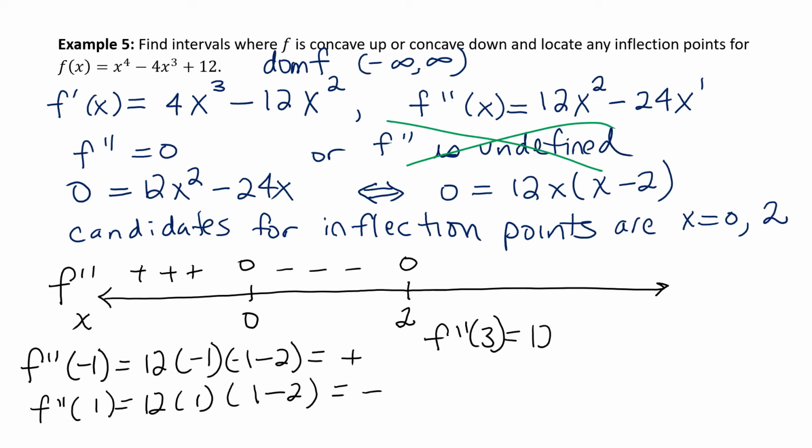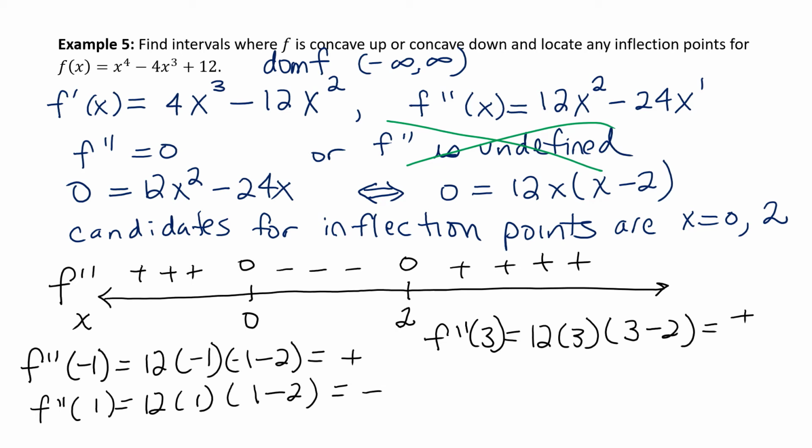That would be 12 times 3 times 3 minus 2. That looks like a product of 3 positive numbers. Positive times positive times positive is positive. So we'll mark that region as positive.